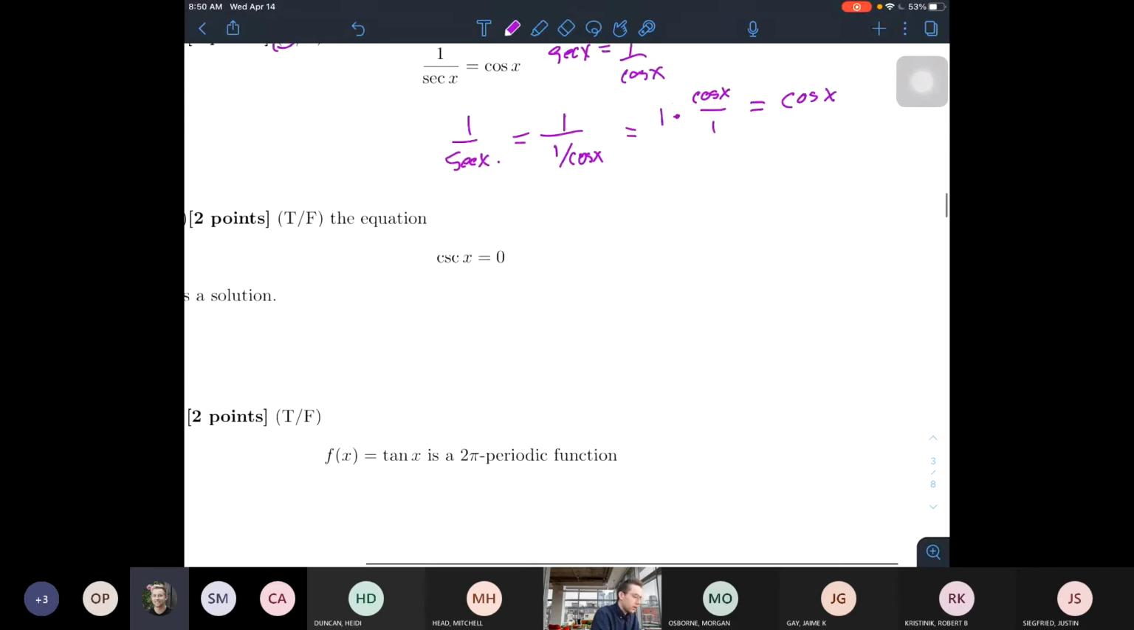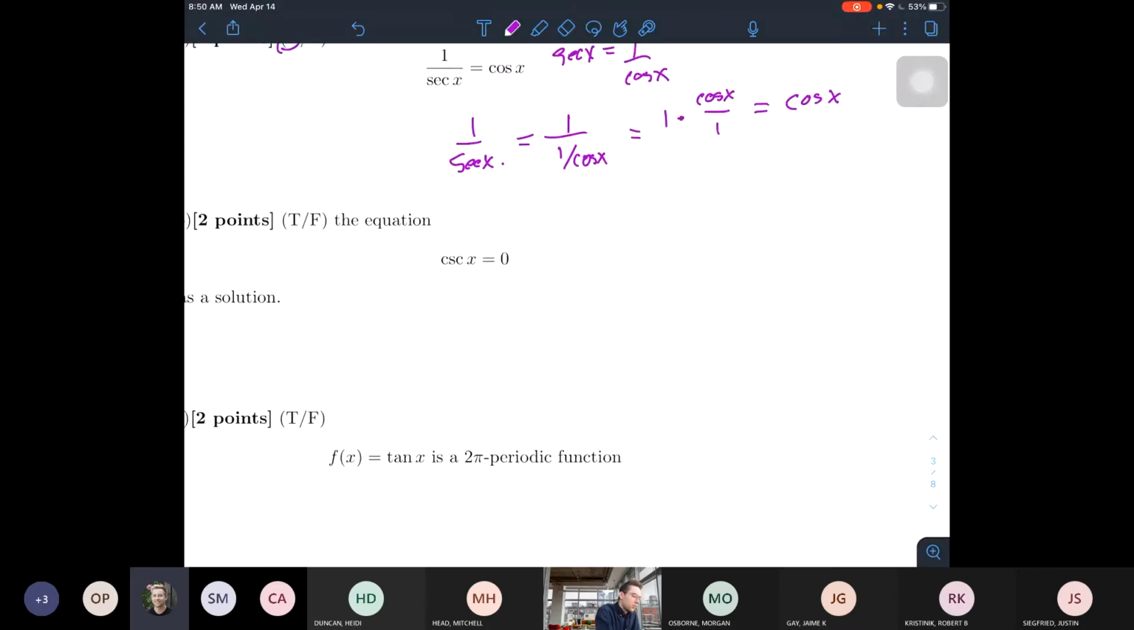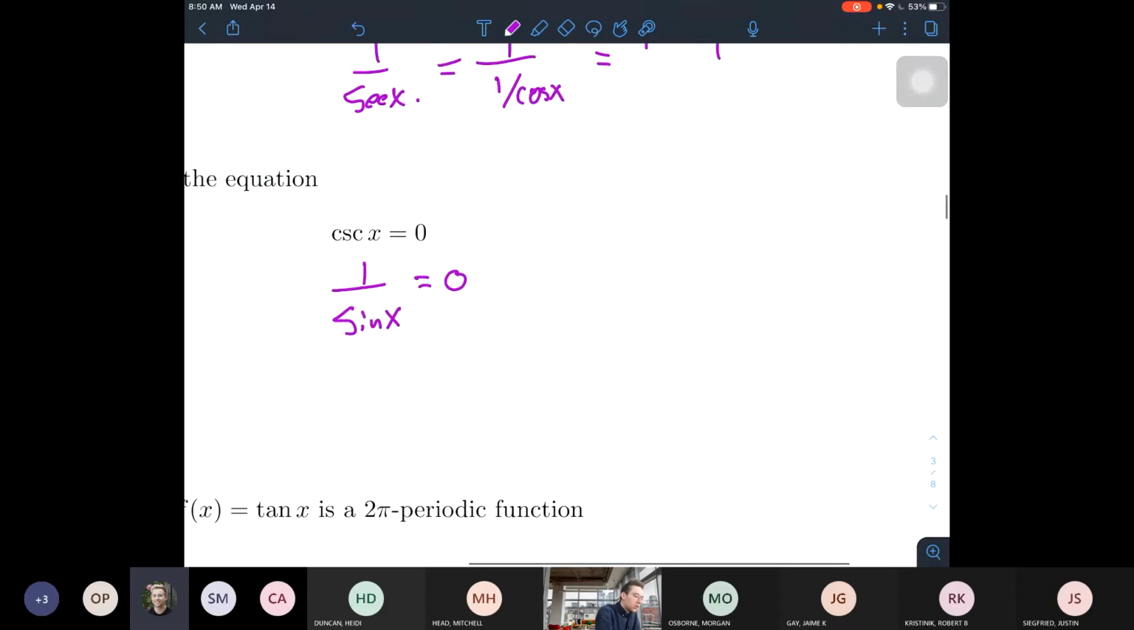Okay, the next question is cosecant x is equal to 0. The easiest way to see that this does not have a solution is to write 1 over sine x is equal to 0. For this to be true, we would need to take a positive number and divide it by some other number. There's no way to divide a positive number by another number and get 0, right? Sine is between -1 and 1.